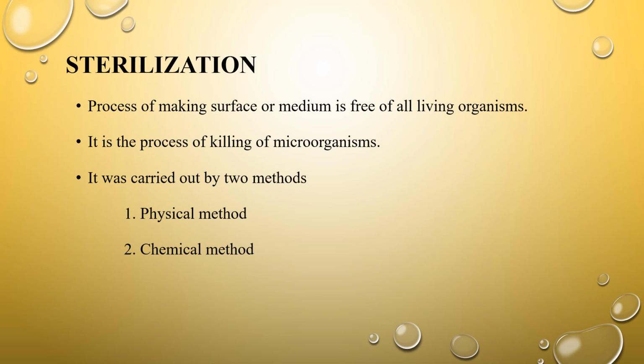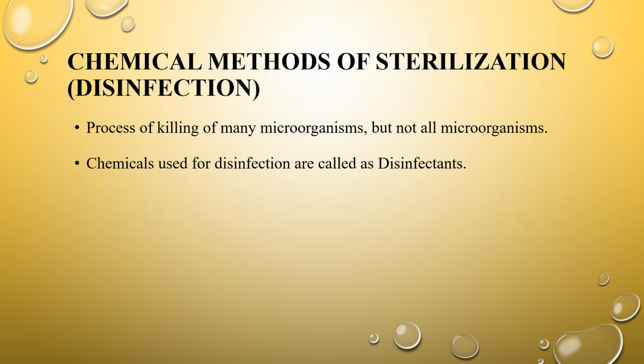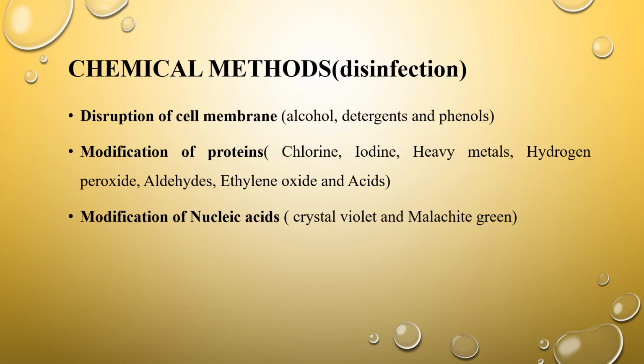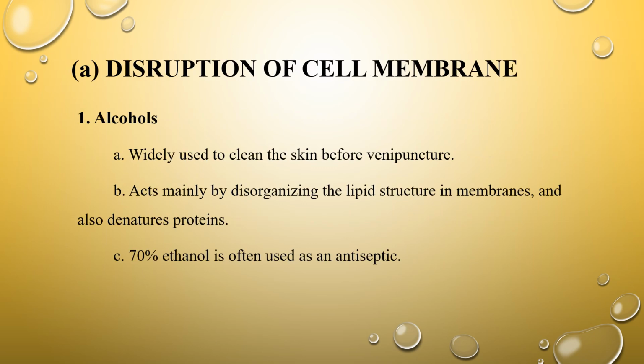Sterilization is carried out by two methods, physical method and chemical method. The chemical method is the process of killing many microorganisms, but not all microorganisms. Chemicals used for disinfection are called disinfectants. The chemical method can be carried out by three mechanisms: disruption of the cell membrane, modification of proteins, and modification of nucleic acids.